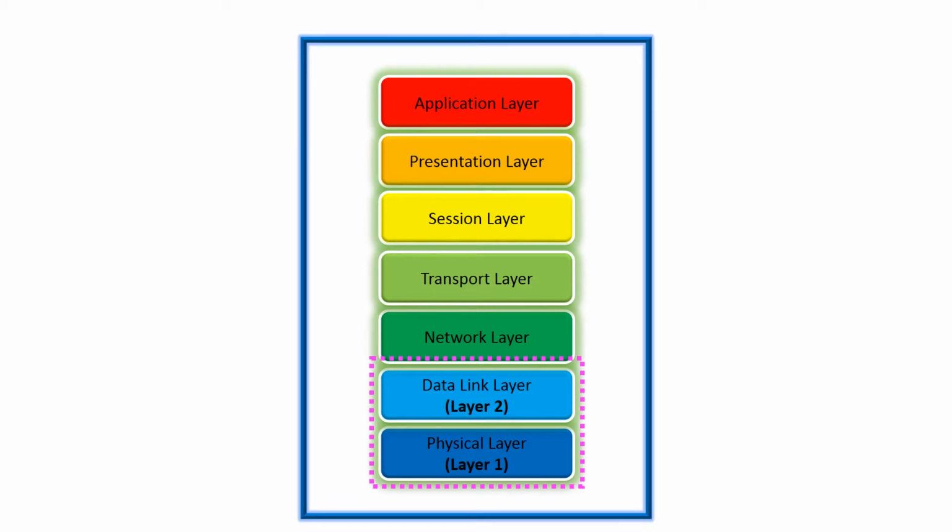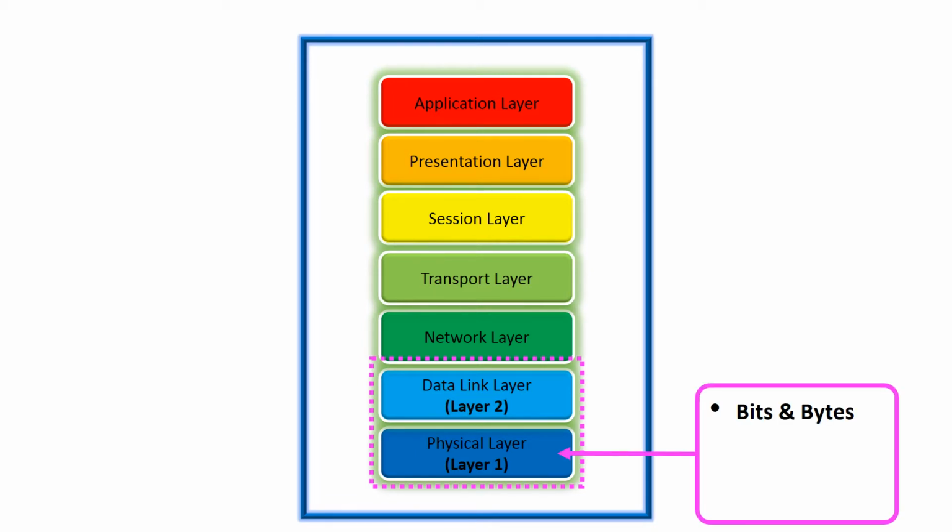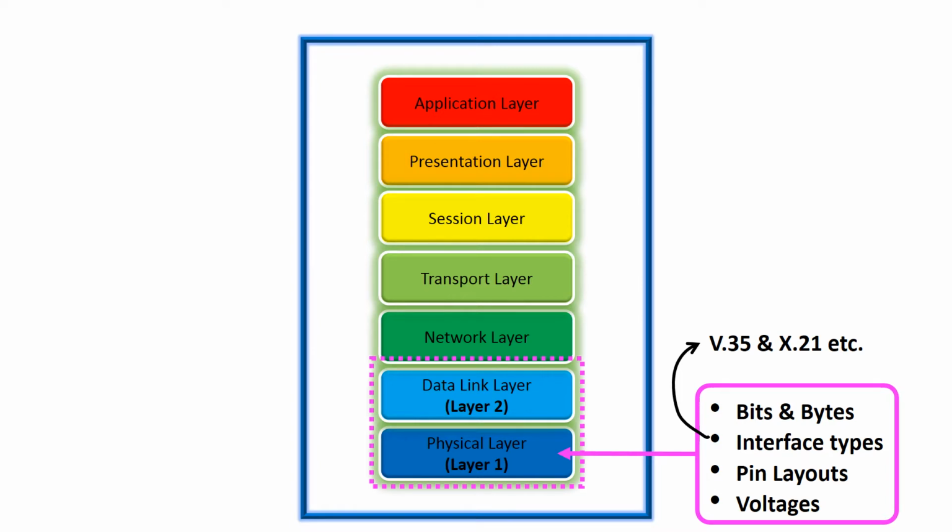Layer 1 is the physical layer and relates to sending bits and bytes across devices in the form of electrical, radio or optical signals through a transmission medium. Layer 1 defines physical characteristics like interface types, pin layout and voltages. There may be different types of interfaces like V.35, X.21 and others.